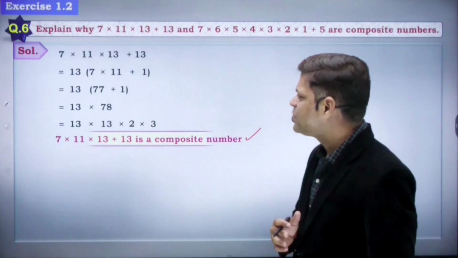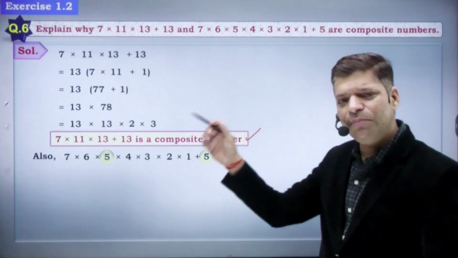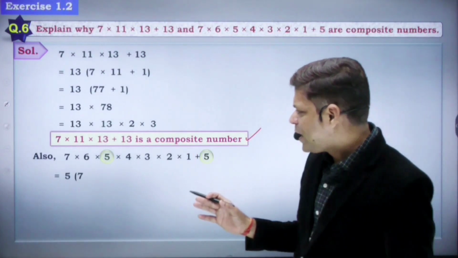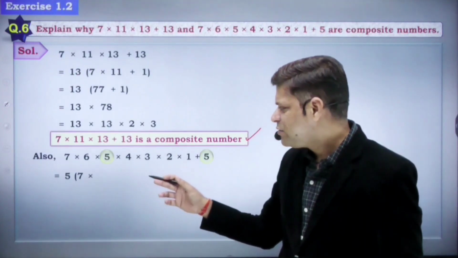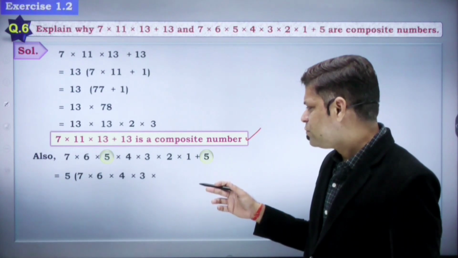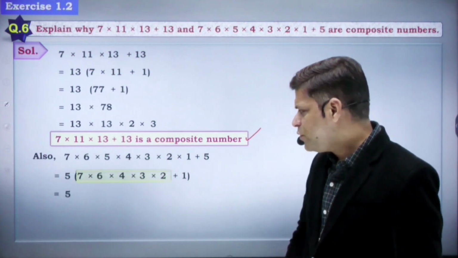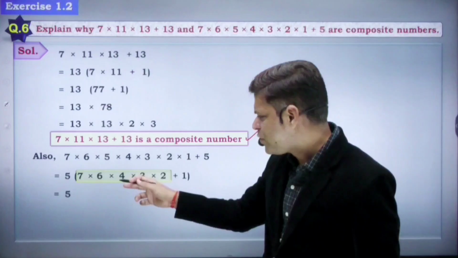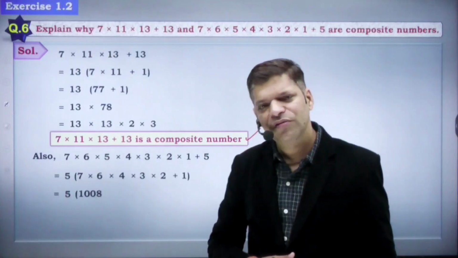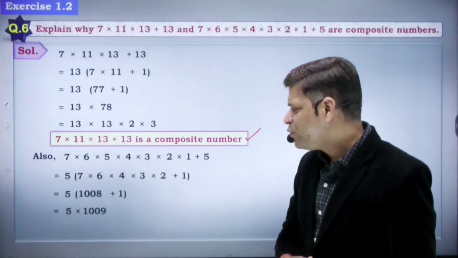The next one is 7 into 6 into 5 into 4 into 3 into 2 into 1 plus 5. In both we can take 5 as common, right? And in the bracket we will have 7 into 6 into 4 into 3 into 2 into 1, plus 1. So it will be 5 into, we multiply all of them: 7 into 6 is 42, then 4 into 3 into 2 is 24, 42 into 24 is 1008, and 1008 plus 1 is 1009. So it is 5 into 1009.